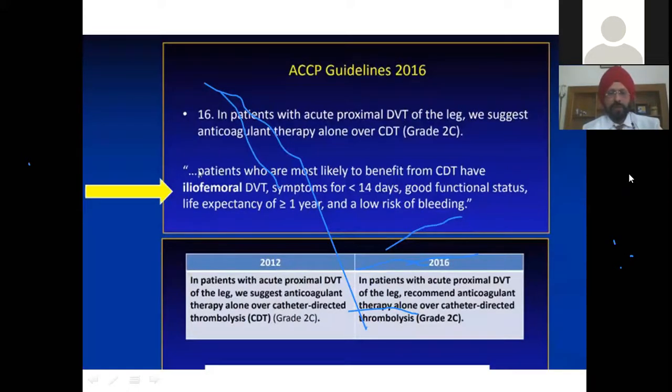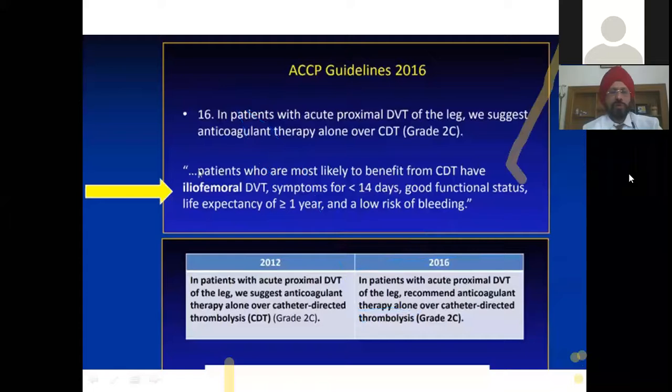So in spite of the CaVenT trial, the guideline was still a little iffy. They said in patients with acute proximal DVT, they would recommend anticoagulation alone over CDT. That was a grade 2C. But they did say that patients most likely to benefit are those with proximal iliofemoral DVT, acute symptoms, which means less than 2 weeks, good functional status, life expectancy of more than a year, and a low risk of bleeding. So most of us doing CDT are following these indications.